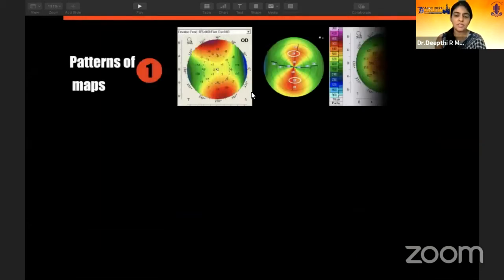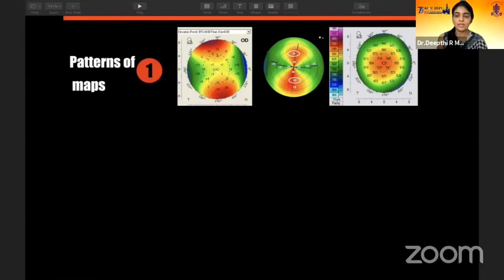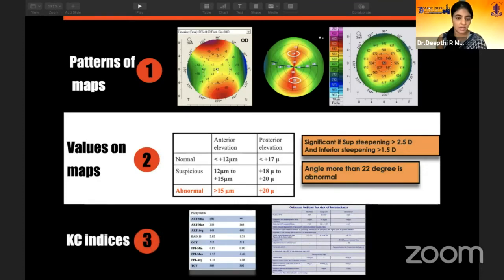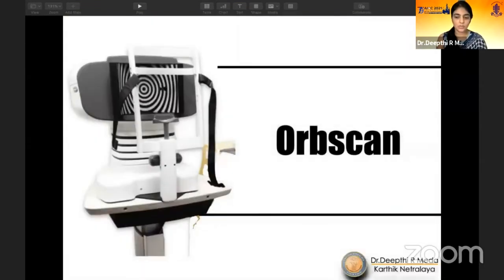So before I proceed to the next, I would say 3 things. When you're reading a topography map, see the maps that are available. Is it a pachymetry topo or an elevation? Know the patterns which are normal and abnormal. Look at the values. So you should know the cutoff values of each topography and just see if the steepest and the thinnest are matching. And also all the machines give you keratoconus indices. So it's up to you to see how important they are and take it along with the other ones. So once we know the basics, I think reading any other maps becomes quite simple.